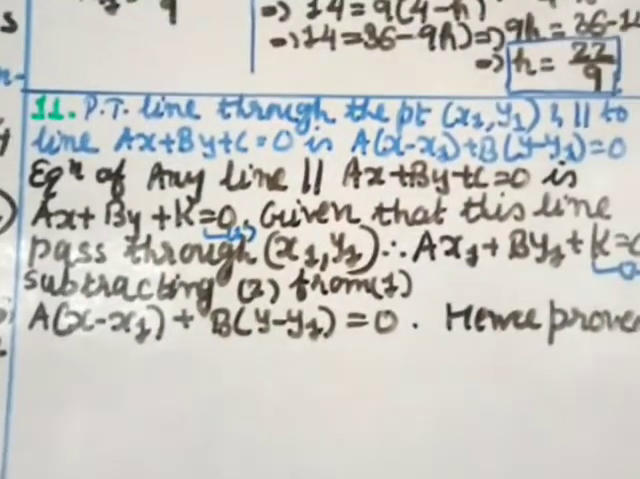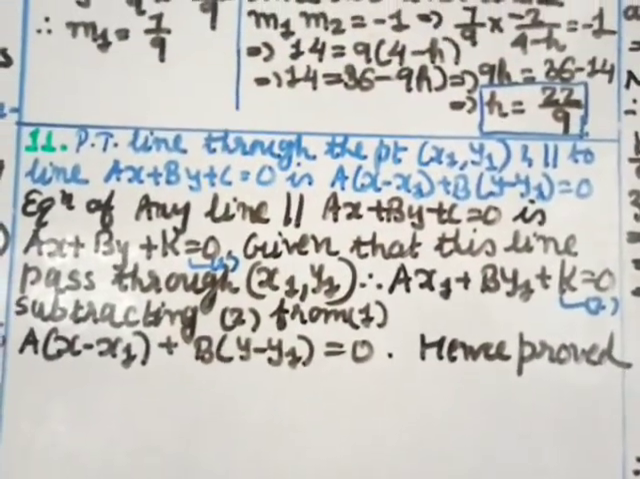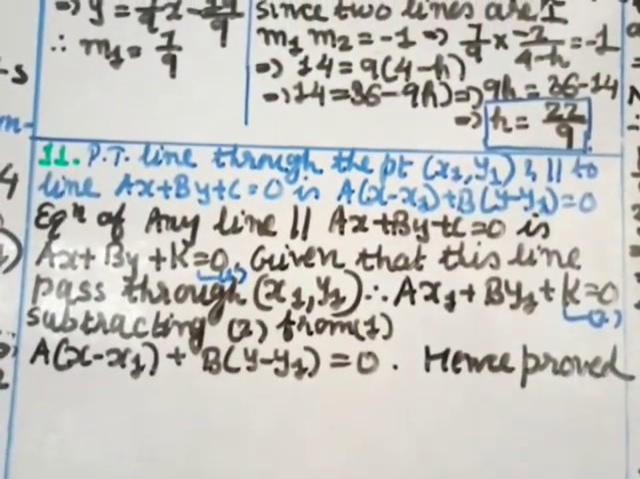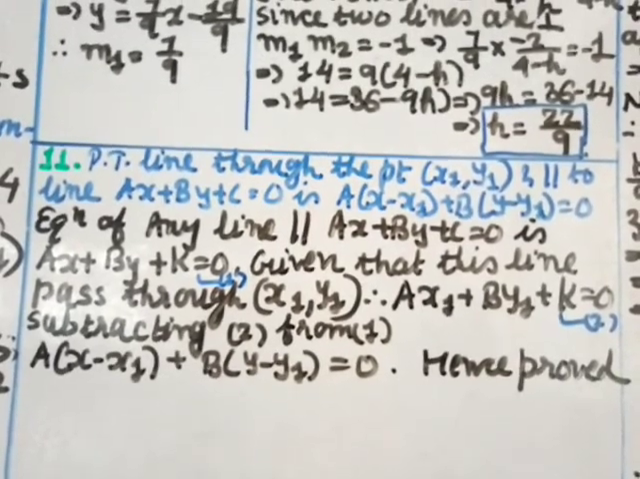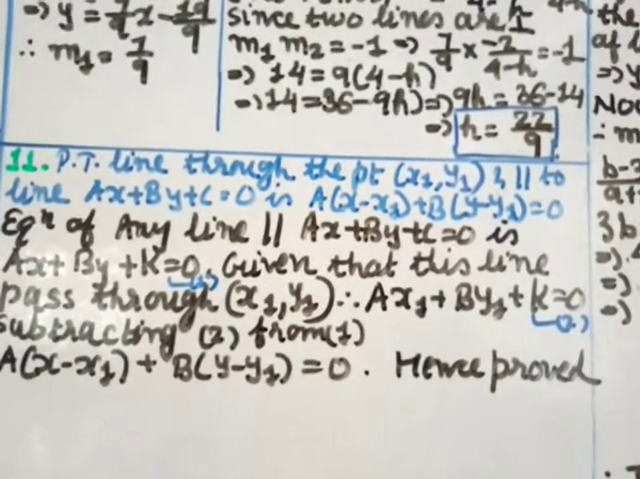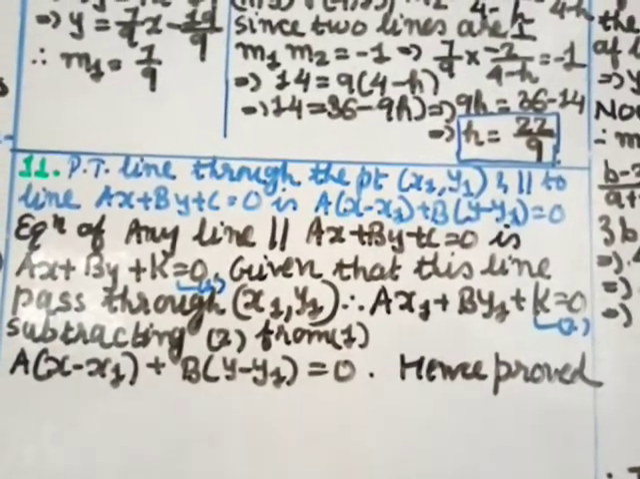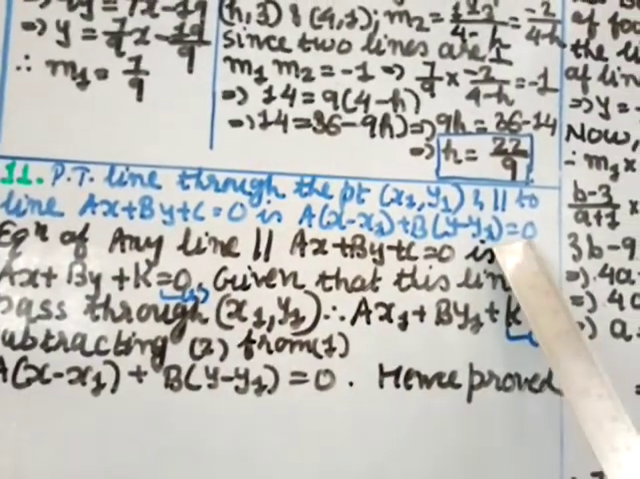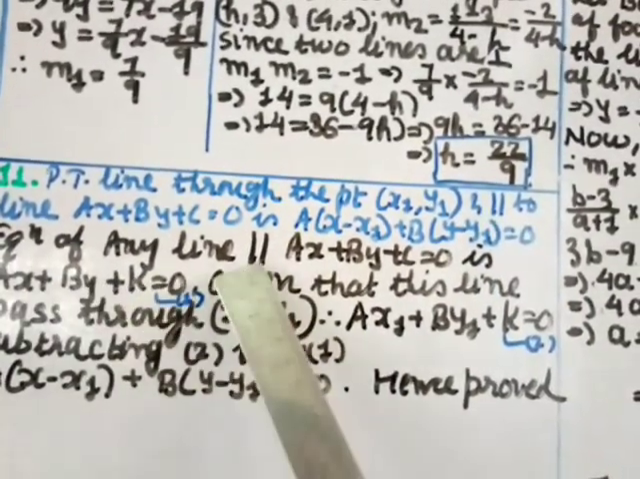Question number 11. Prove that the line through the point x1, y1 and parallel to the line ax plus by plus c equal to 0 is a(x minus x1) plus b(y minus y1) equal to 0. So we have to prove that the line which is passing through this point and parallel to this line is in this form. The equation of any line parallel to ax plus by plus c equal to 0 is ax plus by plus k equal to 0.